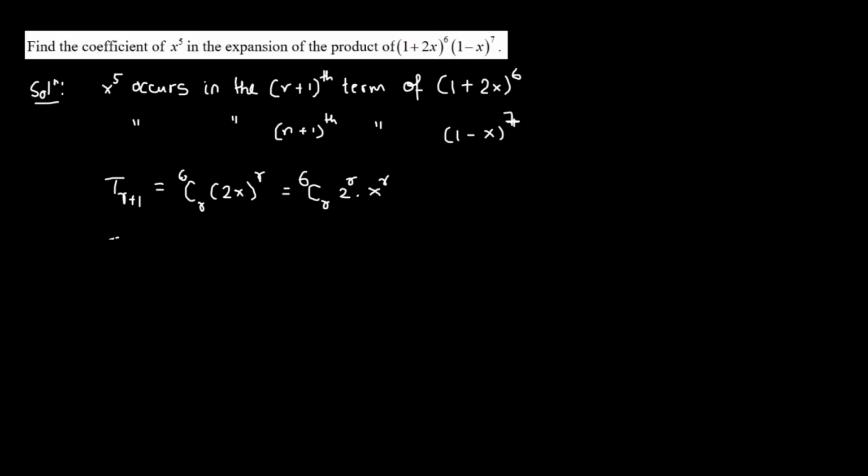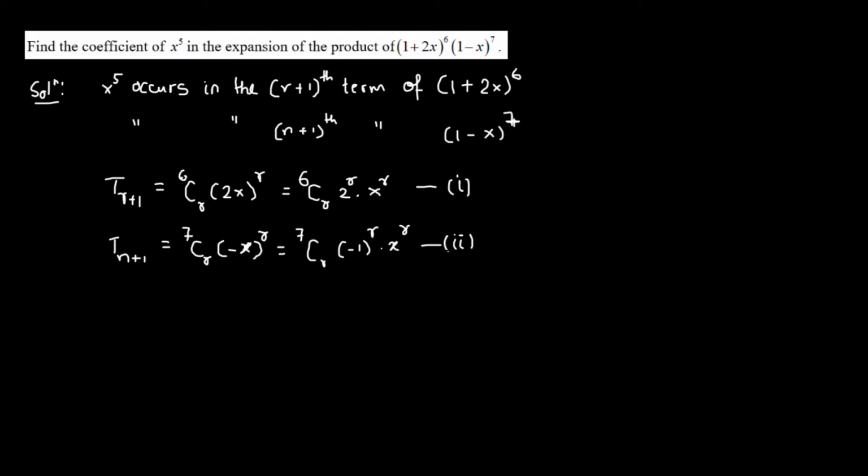Then we find out the value of t n plus 1, which will be equal to 7 c n times the first term, which is 1, times the second term, which is negative x raised to the power of n, and this will give us 7 c n times negative 1 raised to the power n times x raised to the power n. Now this is our equation number 1, and this is equation number 2.